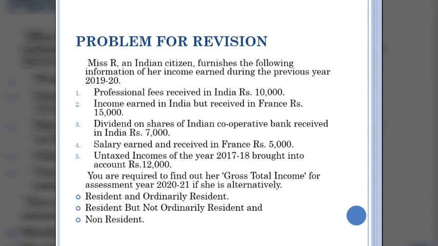Then untaxed income for the year 2017-18 brought into account, rupees 12,000. Untaxed income means past untaxed profits. It is not taxable to anyone. You are required to find out the gross total income for the assessment year 2021 if she is alternatively resident and ordinary resident, resident but not ordinary resident, and non-resident. The same format I have worked out in the above problem. The same thing you do and you compute the gross total income or the taxable income of Ms. R. Okay, this is regarding scope of total income.